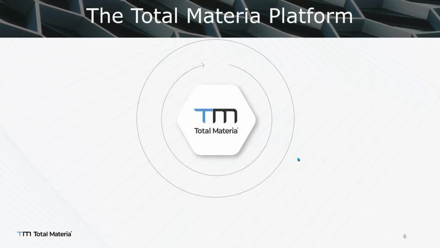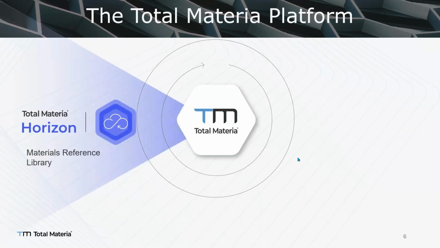And now just to give a quick detail on the 4 pillars that we cover. So first, Total Materia Horizon, our materials reference library. So our bread and butter, what we're most known for, that's our material reference library that covers over 550,000 material designations coming from stress strains, fatigue data, basic mechanical physical properties, corrosion data, welding information, you name it.